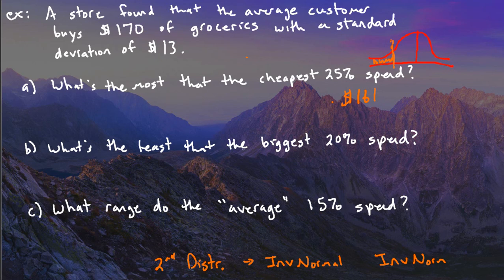What is the least that the biggest 20% of spenders would spend? So here's our distribution, a sketch of it. And now we're over here on the right because we're talking about the biggest spenders. And the biggest spenders are over here. And I want to know what's the least that they'll spend. What's this value, the smallest amount that these guys would spend? So this is our right tail end.